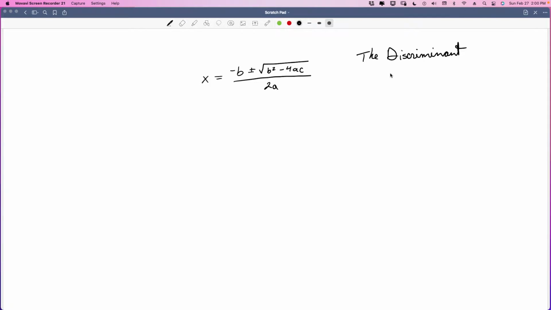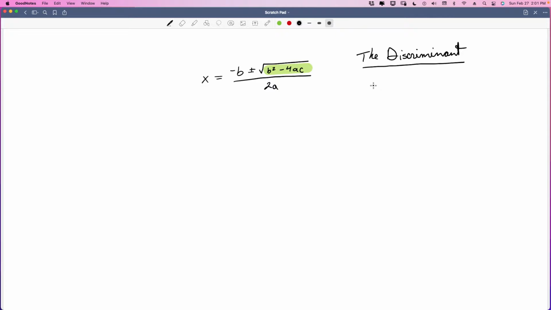We're in lesson 93, and today we're going to talk about something called the discriminant. The discriminant in this instance is the part of the quadratic formula that tells us what type of answer we're going to have. In this case, the discriminant is the numbers or the values underneath your radical sign. So this bit that I've highlighted here tells you what type of answer you're going to have.